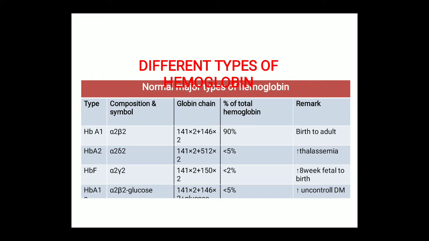HbA1c hemoglobin. It contains 2 alpha and 2 beta chains plus glucose: 141 amino acids into 2 plus 146 amino acid beta chain plus glucose. It is present in total hemoglobin less than 5%. It is increased in uncontrolled diabetes mellitus.